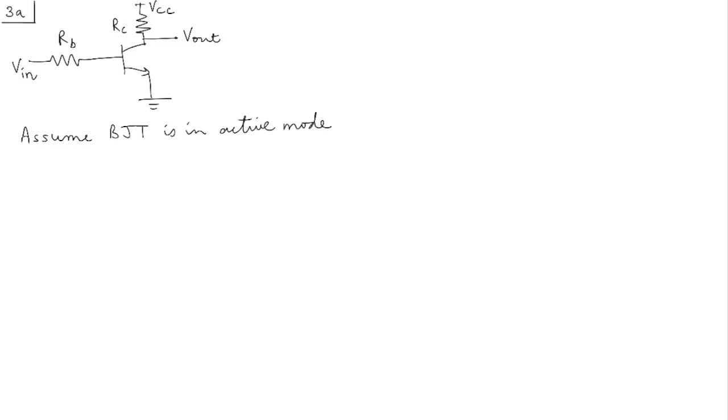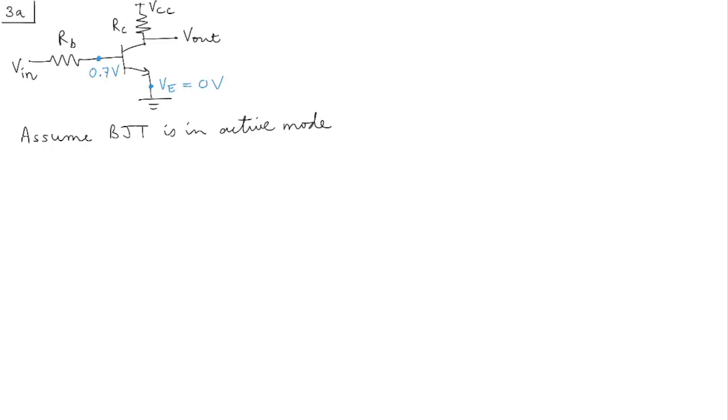Now in active mode, what is the potential here? VE is 0 volts, right? Because it's connected to the ground. Now what is the voltage at this point then? VB. Because this is an active mode, you know that the base emitter junction voltage is 0.7, so VB will be 0.7 volts.